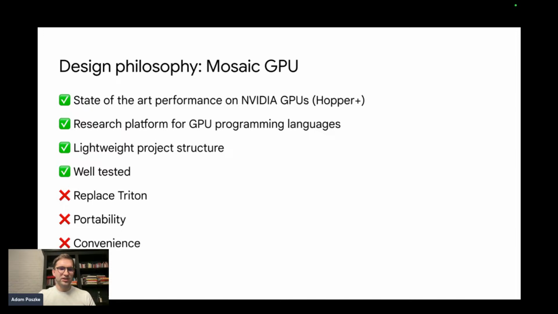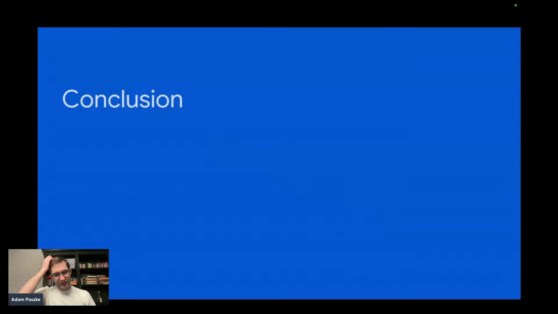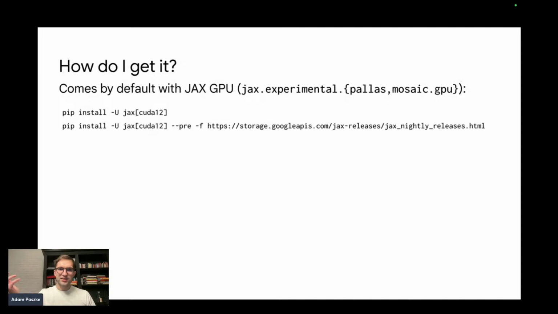Yeah, portability, not a goal. Convenience, not the first goal. And yeah, this is essentially the third backend to Pallas. Okay, how do you get it? Yeah, it just comes by default with JAX GPU. So anytime you install JAX, you should be able to install it. I would also recommend oftentimes using nightly releases, since then you just get the latest features. We are still actively developing it, so many of the features that were added recently may not be available in the last release. Then you can just do this.